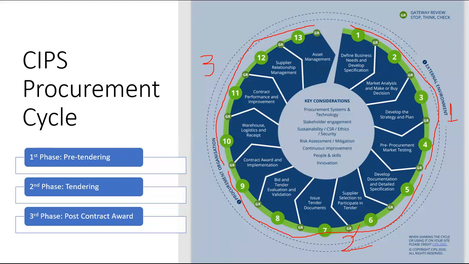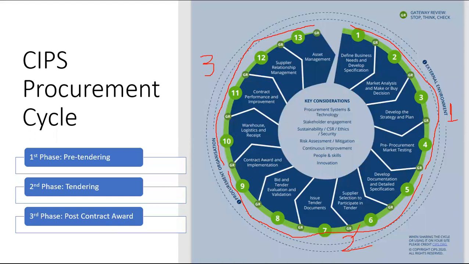The third phase will be called post contract award, with receipt, with contract performance, with relationship management, and asset management. This division will help you to remember the cycle better.